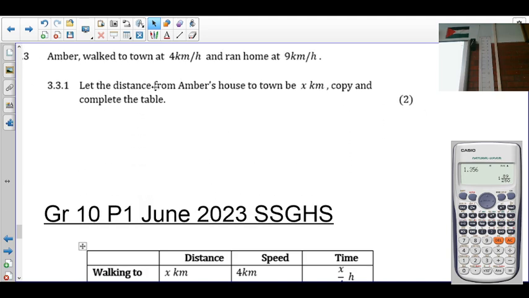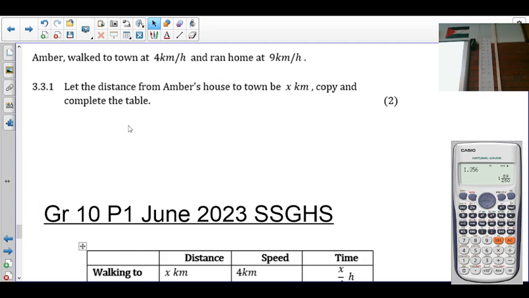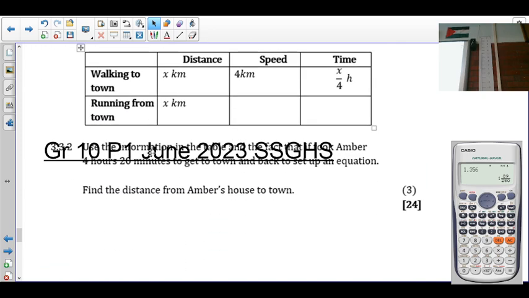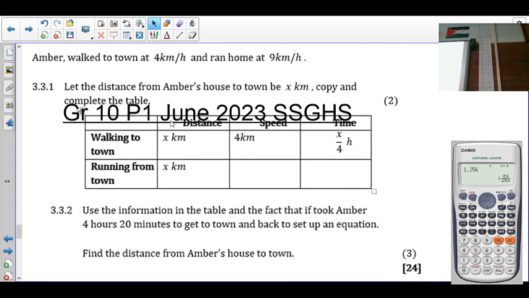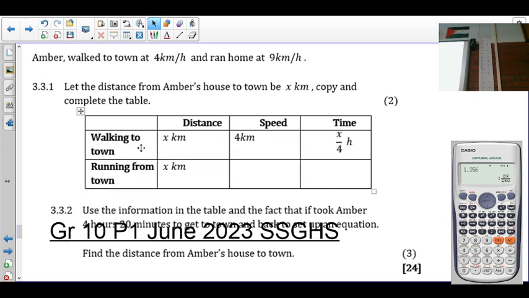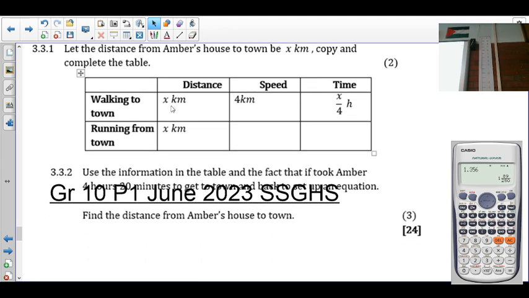Amber, did you get the sum right? No. Oh my word. Right. So Amber walked to town at 4 kilometers per hour and ran home at 9 kilometers an hour. Okay. Do you run, Amber? Yes. Oh my word.